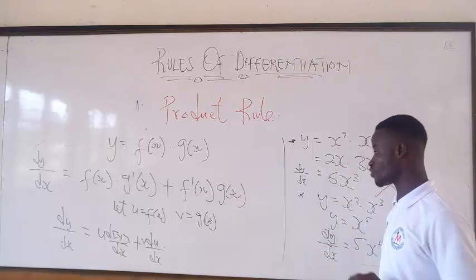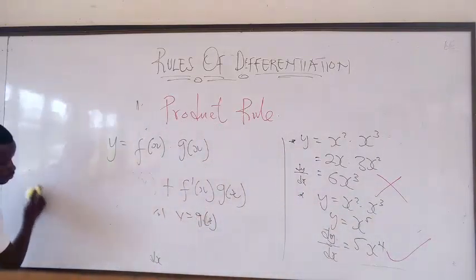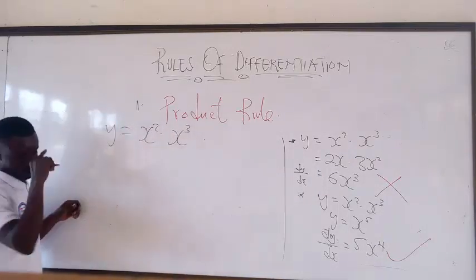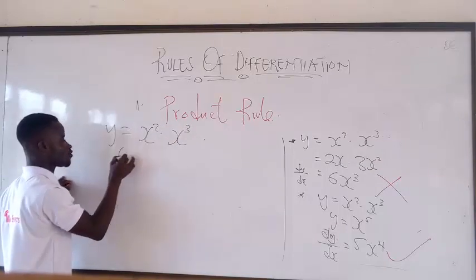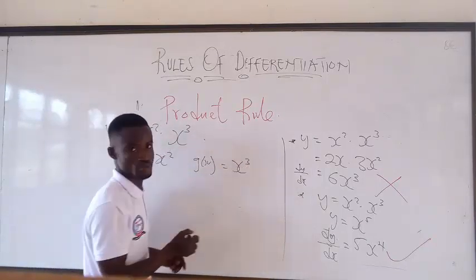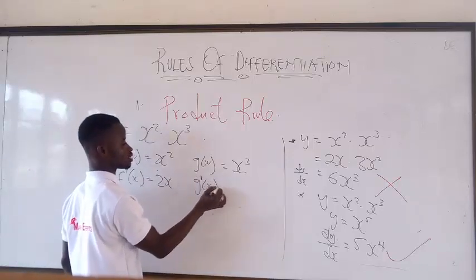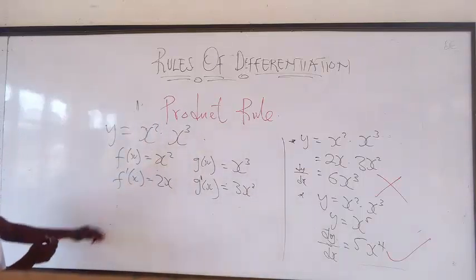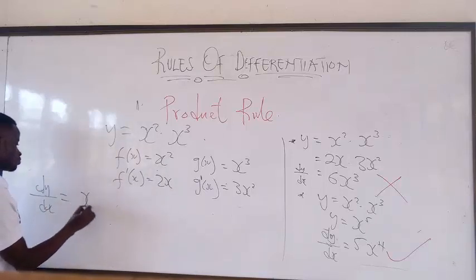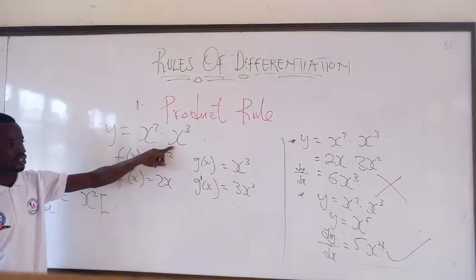Okay, so let's use that to see which of them is wrong and which is correct. Using the idea of the polar tree. We were given y to be equal to x squared times x cubed. So our f of x is x squared, and our g of x is x cubed. We have to differentiate this, which is 2x, and we have to differentiate this, which is 3x squared. So when you use the formula, dy/dx is equal to, I hope you remember, leave the first one, differentiate the second, which is this.